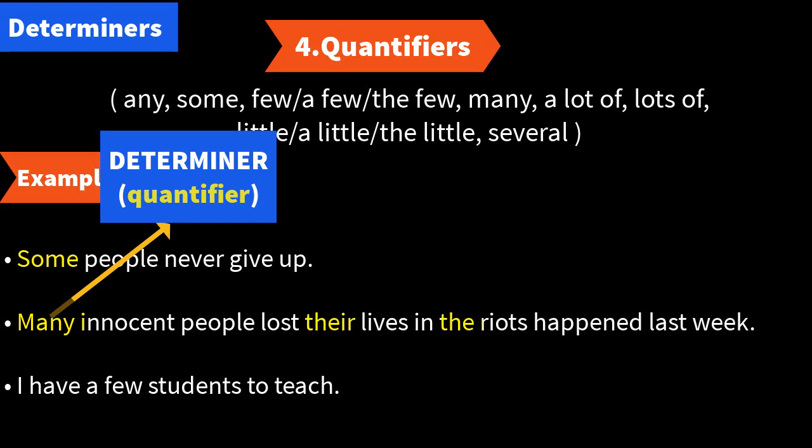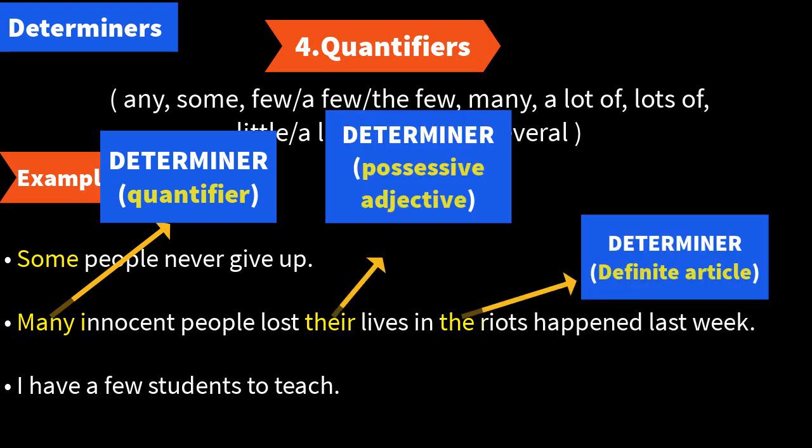Many, innocent is an adjective, following the determiner many. Many innocent people. How many people? Many. That means more than one. Quite a good number, but not all, right? And there is also a determiner here talking about possession, right? Many innocent people lost their lives in the riots that happened last week.